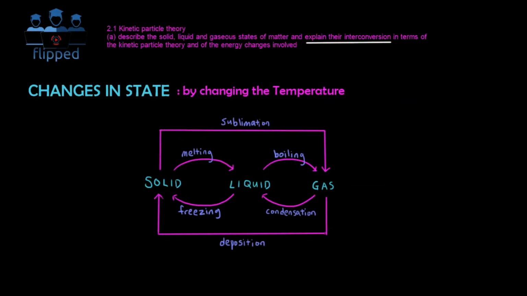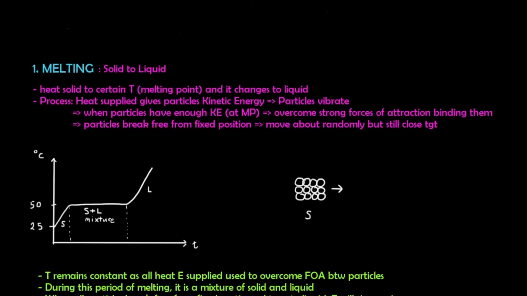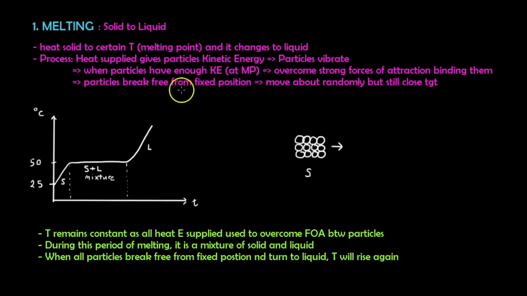Okay, let's move on. Start with melting. So melting is really just from solid to liquid, and this is when we heat a solid to a certain temperature called a melting point, and it changes to a liquid. The process is as such: when heat is applied to a given particle, the particle gains kinetic energy and they vibrate. So you can see that these are our solid particles. For example, this guy here, it starts to vibrate a little.